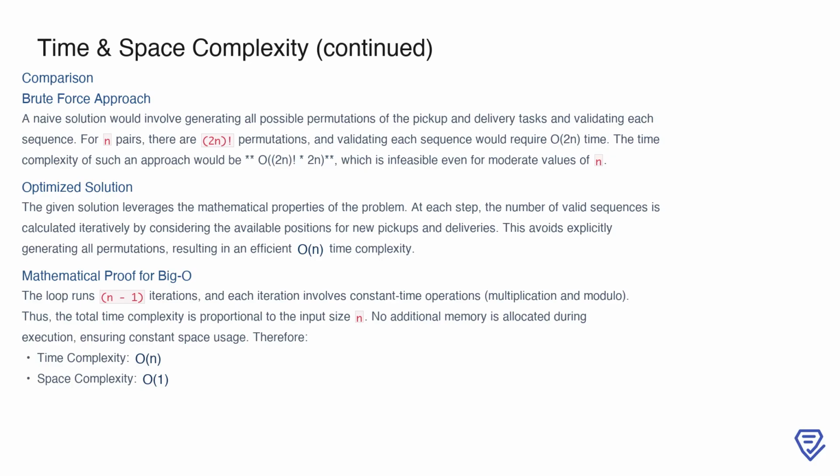In contrast, the optimized solution we've implemented avoids this inefficiency by leveraging mathematical properties of the problem. Instead of generating all permutations, it calculates the number of valid sequences iteratively, based on the available positions for new pickups and deliveries. This approach keeps the time complexity as O(n) as the loop runs n-1 iterations with constant time operations in each step. Additionally, the space complexity remains O(1) because no extra memory is allocated, and all operations occur in place. This mathematical and iterative approach ensures both time and space efficiency, making it a highly effective solution.